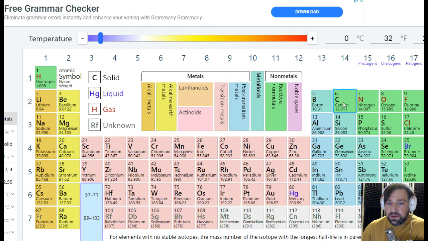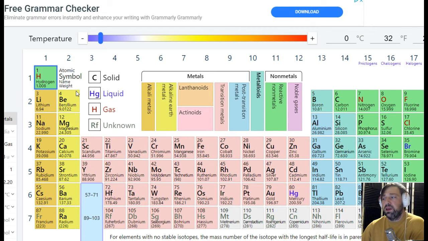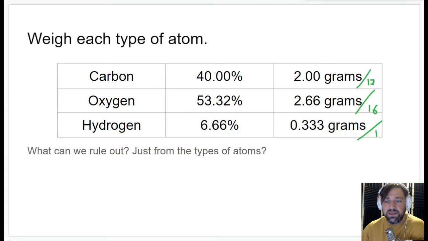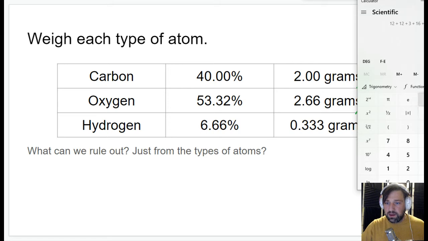So again, carbon, it's about 12. Oxygen, about 16. Hydrogen, it's about 1. Because I'm doing this in my head, I'm just using rounded numbers. If I were you, with a calculator, use the full numbers. Makes life easier. All right. So 2 divided by 12, what is that? Well, 2 divided by 12 is about 1/6. Okay. I'm going to grab my calculator here.